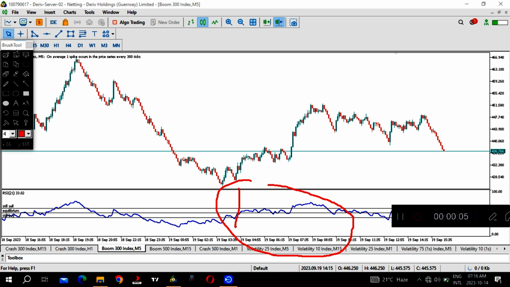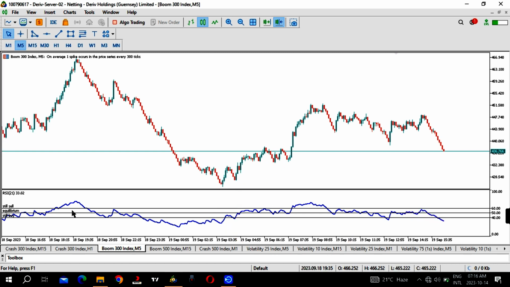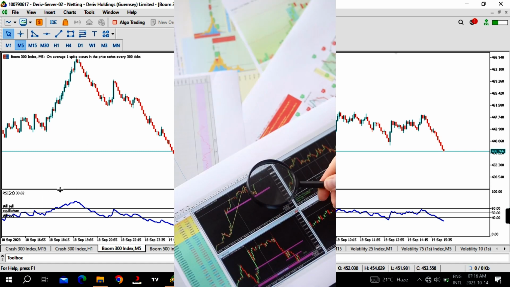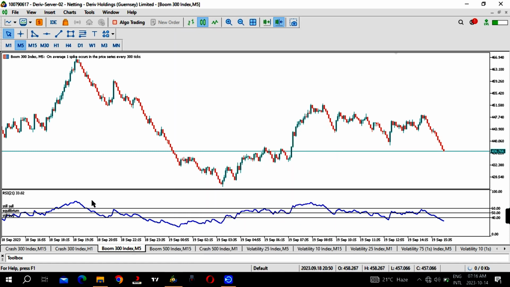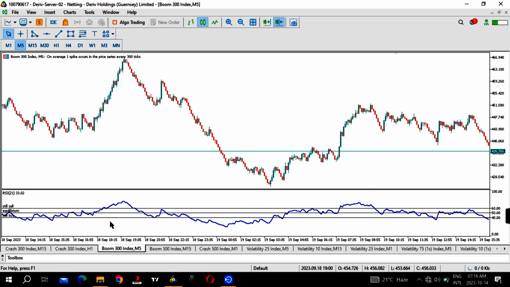So right over here, what do I have? I've got the RSI. That's the indicator that I'm going to be showing you, and exactly how you can use it to master Boom and Crash, to be the best, so that you improve your chances of winning.